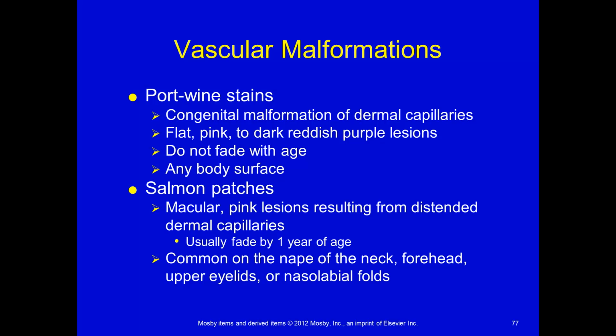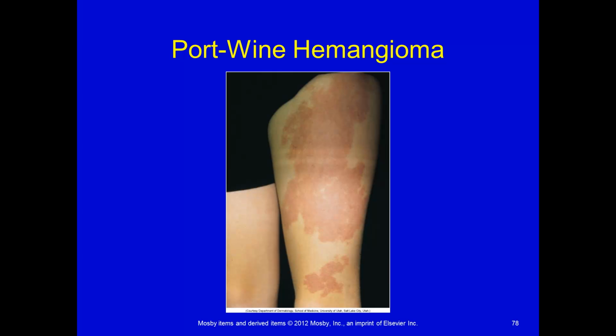A port wine stain is a congenital malformation of the dermal capillaries. What it presents as is very flat, pink to dark reddish-purple lesions. So I'll show you a picture. Here's a good picture of a port wine hemangioma. Again, basically just like a birthmark. This is not going to go away. This is probably permanent, again due to a congenital malformation of some of the dermal capillaries.